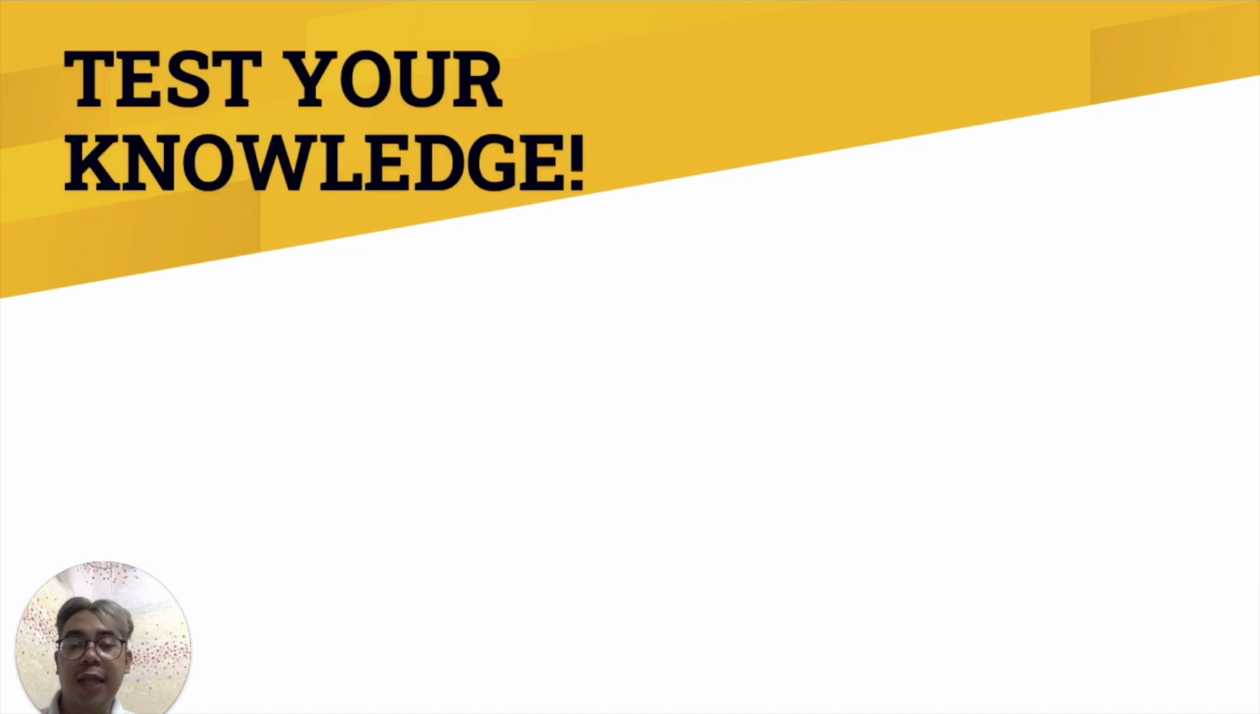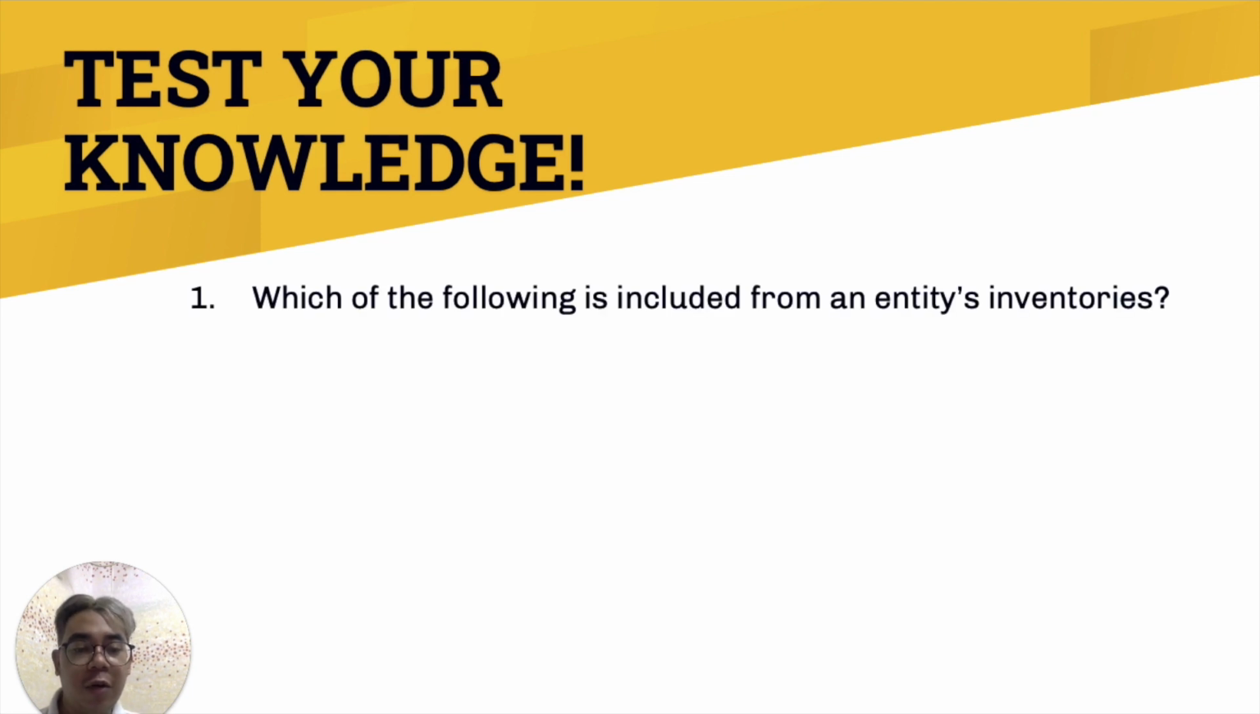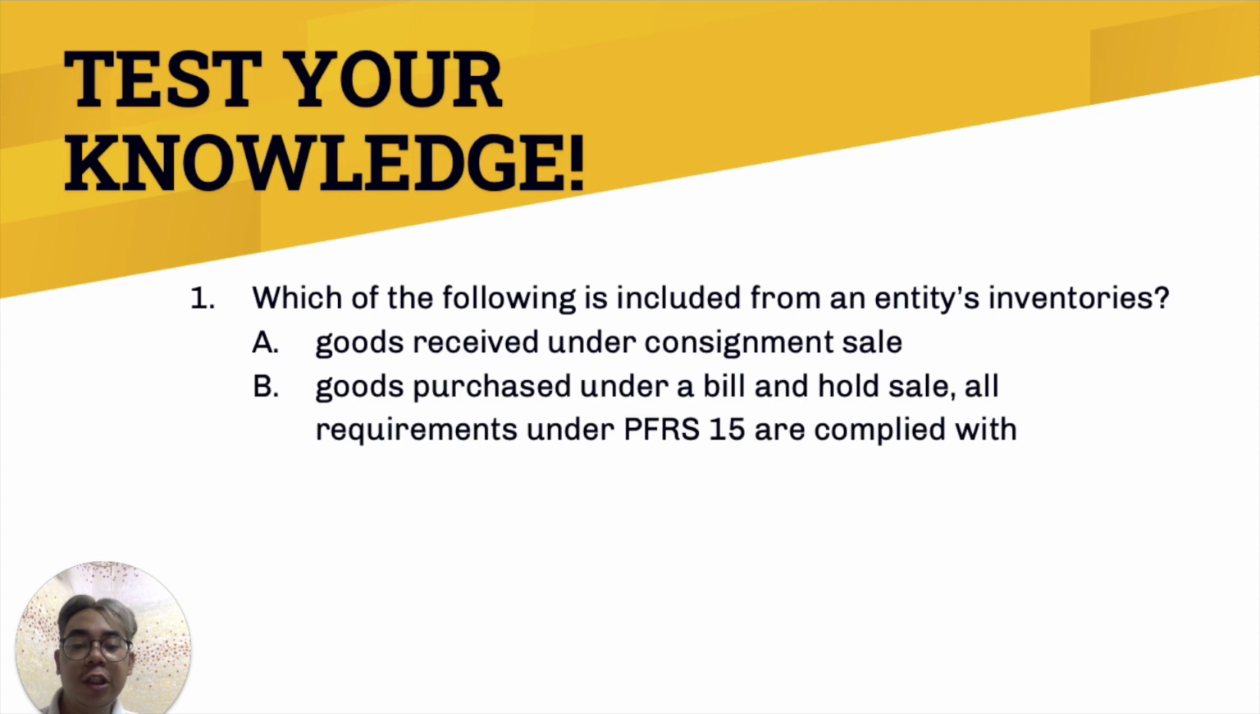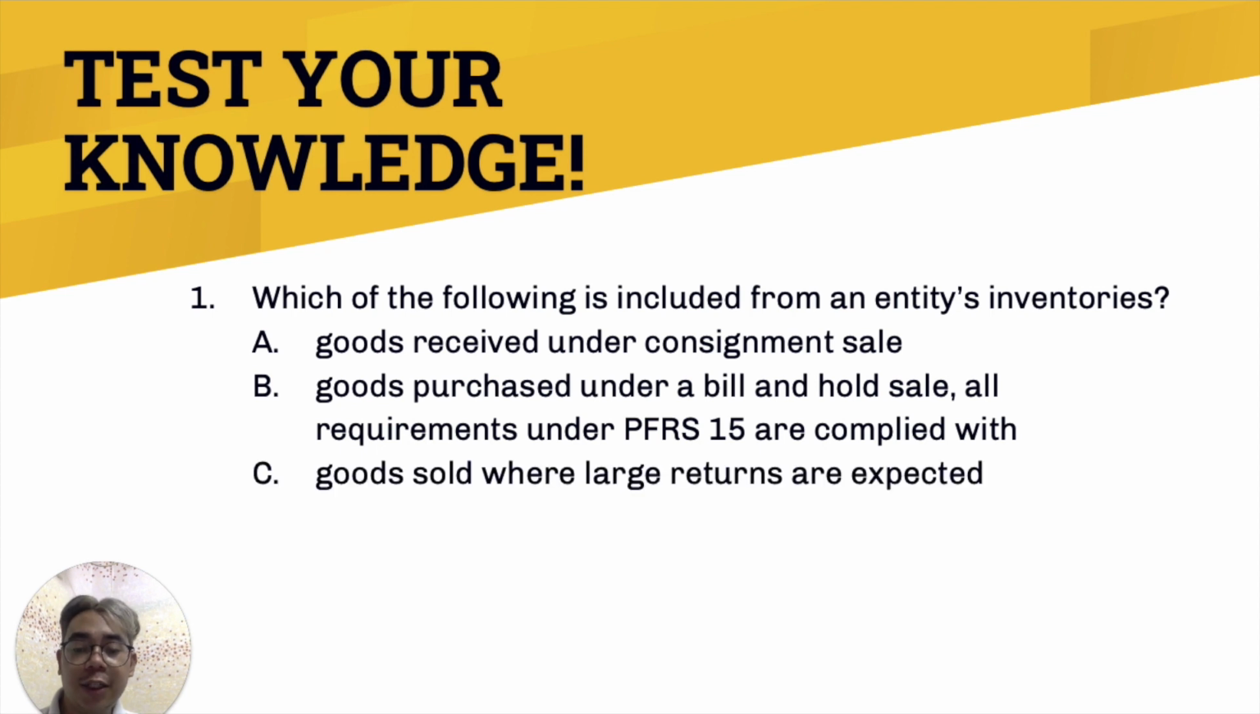Now, it's your time to test your knowledge. Again, if you know the answer to these questions, just type your answer in the comment section and we will reply kung tama yung naging answer mo or yung naging computation mo. So, question number 1, which of the following is included in an entity's inventories? Letter A, goods received under consignment sale. Letter B, goods purchased under a bill and hold sale. All requirements under PFRS 15 are complied with. Letter C, goods sold where large returns are expected. Or letter D, all of these.